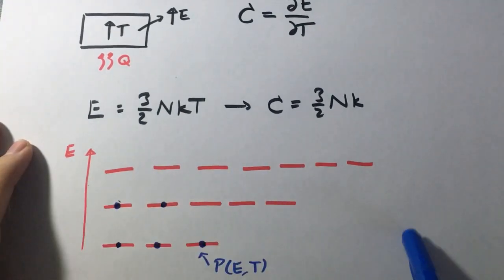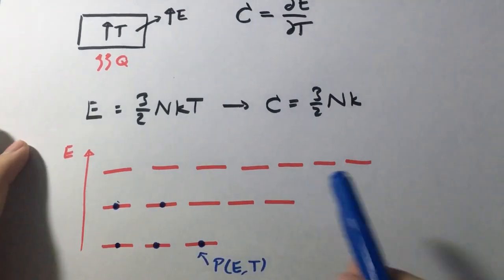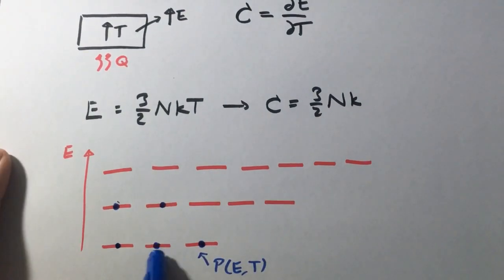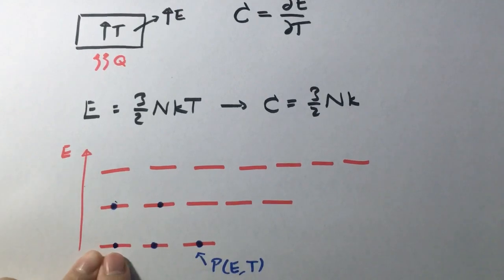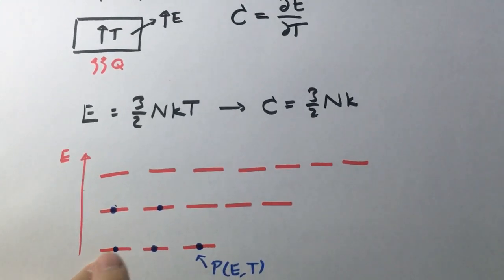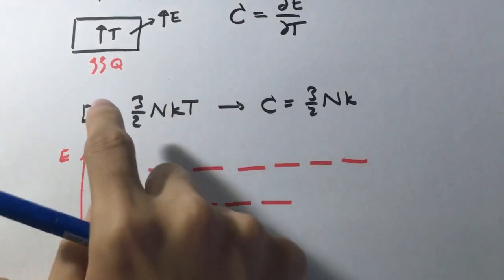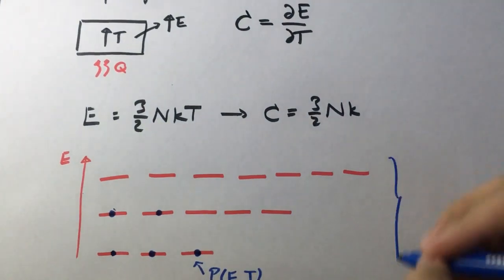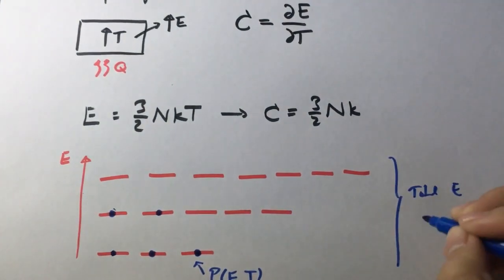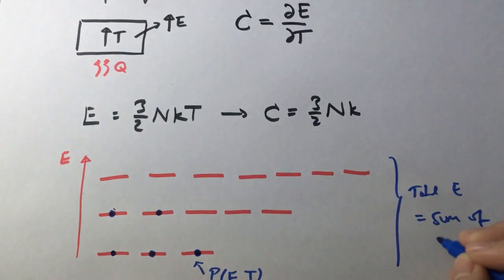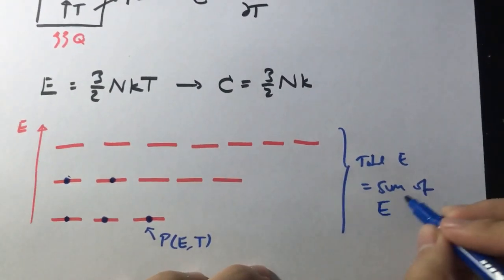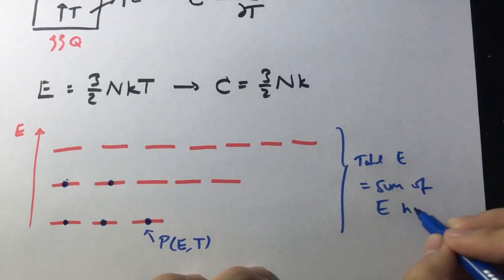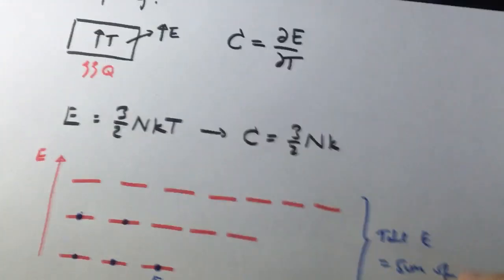So at any point in time like this, you can find the internal energy of the system. You can just count: is there an atom in this energy level? If yes, then that contributes to the total energy. So the total energy will just be the sum of all the E which has a particle in it, something like that.